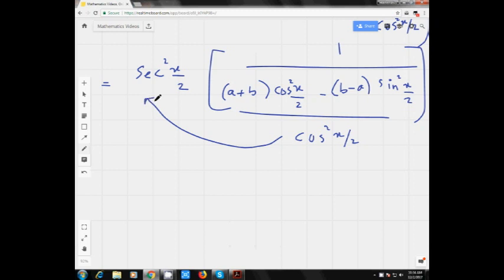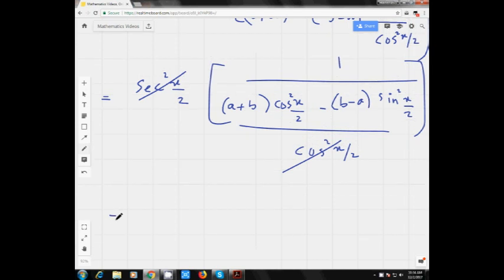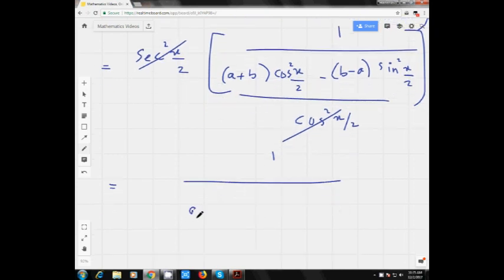This cos square could be written at the top, and when it goes at the top it becomes cos square x by 2 multiplies secant square x by 2, and secant square x by 2, because it is the reciprocal of cos square x by 2, therefore it simply cancels this one, and we are left with only 1 divided by a plus b cos square x by 2 minus b minus a sine square x by 2.